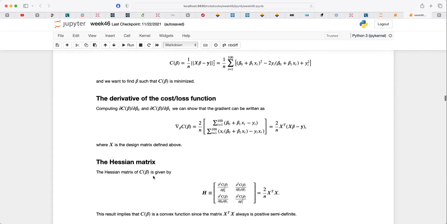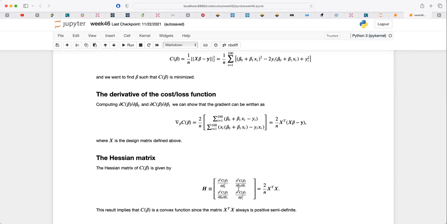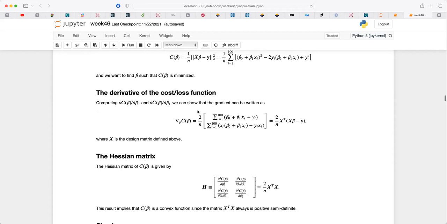Again, we can calculate the Hessian matrix, which in our case is 2 divided by n, X transpose times X. So we have the derivatives here. And in this specific case, it's rather straightforward to calculate these derivatives with respect to the different parameters. You can see these derivatives are easily evaluated. So you have nice expressions for it.